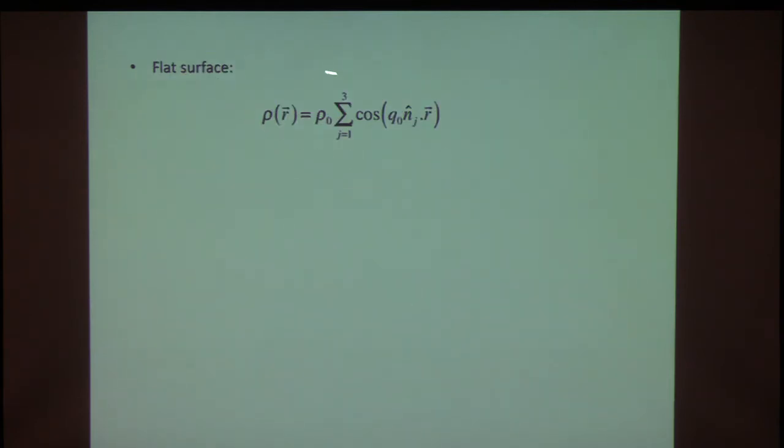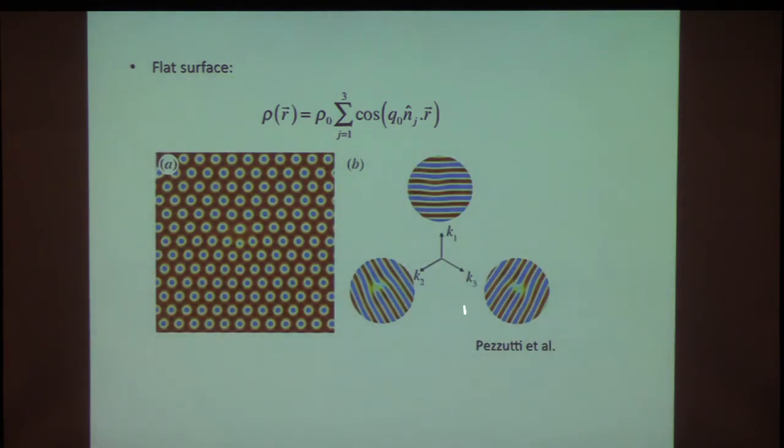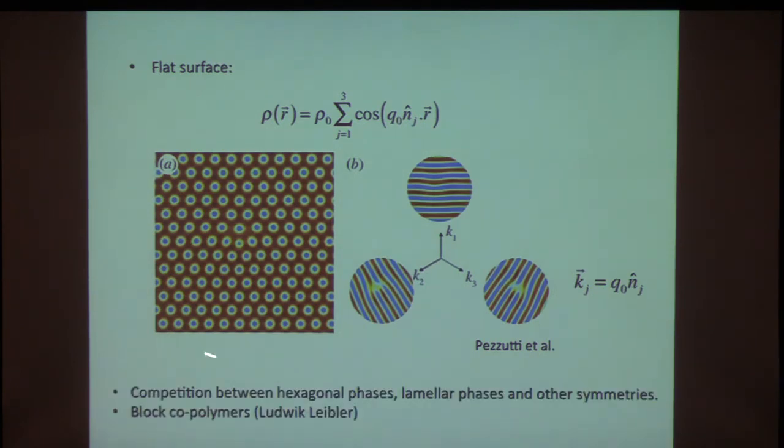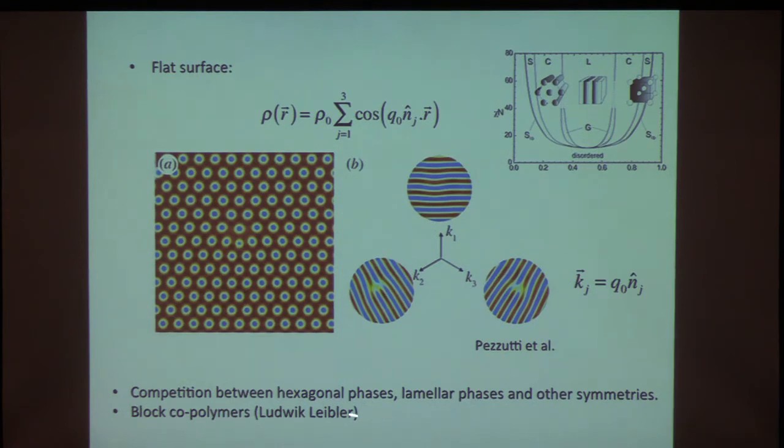So if you have a flat surface, then this turns out the lowest energy structure. It's 6 waves along the x, along the z direction and along 2 directions, which make a 120-degree angle. If you superimpose these 3 density waves, you get a beautiful hexagonal structure. You take here a unit vector along this direction, and you call this a star. So if you work it out, you'll find competition between hexagonal phases, lamellar phases, and all the symmetry with a beautiful complex phase diagram, which was worked out by Ludwig Leibler. So it's a very powerful tool to study competing phases.